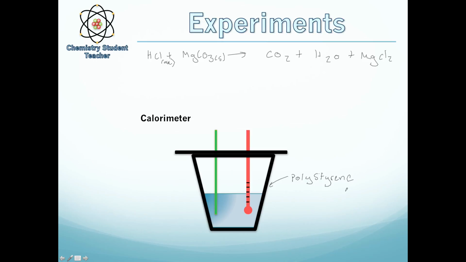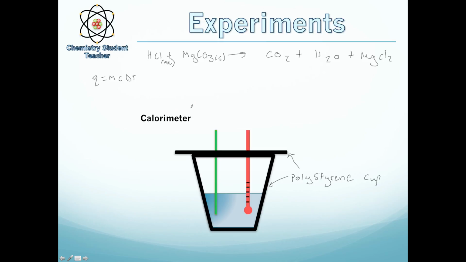Obviously in big industrial labs, they'll use something a bit more sophisticated than a polystyrene cup, but it's quite a good insulator, so you can use that. You can make a lid as well from polystyrene to stop heat from escaping out the top. As you know, heat rises. And as you remember, the equation is Q equals mc delta T.